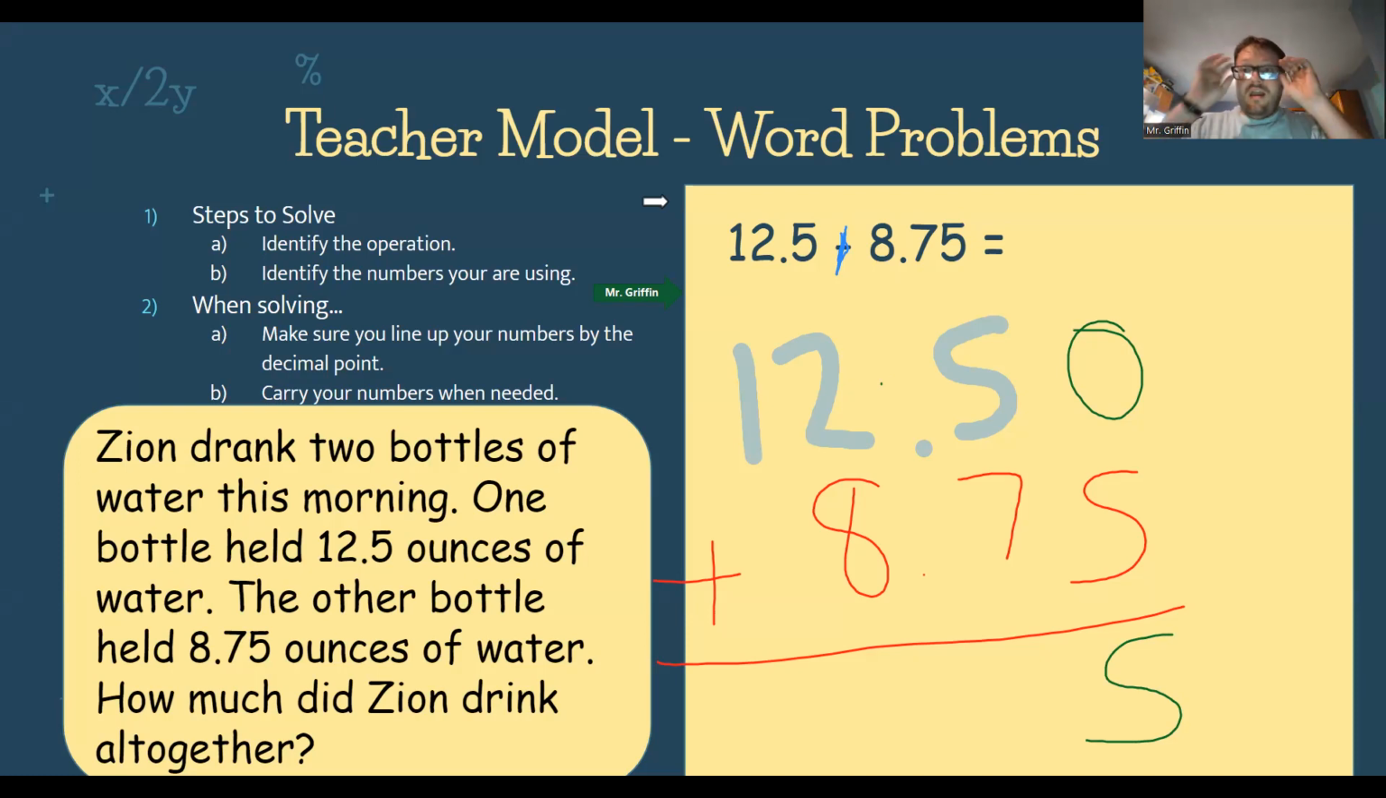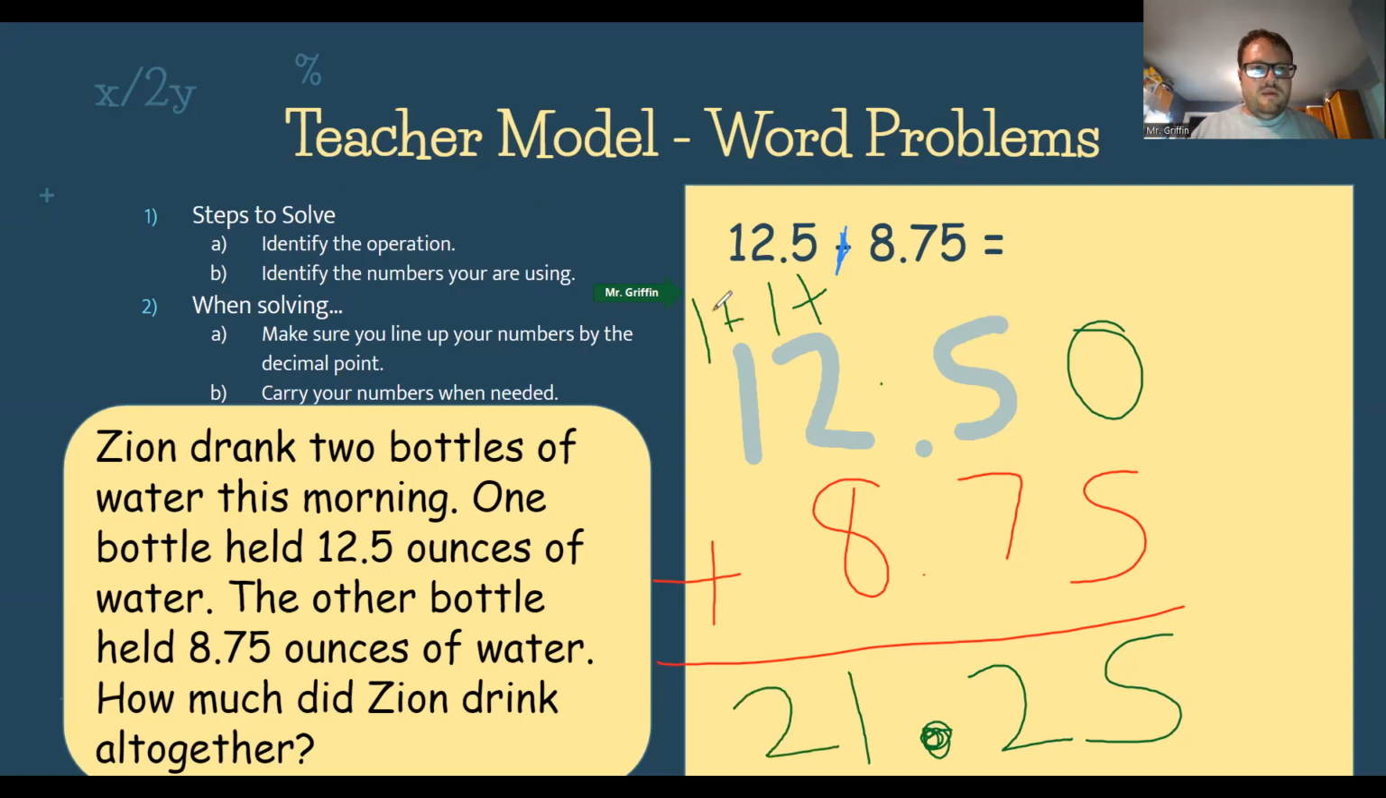Now, here's the thing. I have a 2 that will go below here, and then I carry the 1 because I need to carry it. And I got to bring my decimal down too, okay? So then the next thing I'm going to do is 1 plus 2 plus 8. Now I'll do 2 plus 8 first, which is 10. Then I add the 1, gives me 11, carry the 1 again, and then 1 plus 1 is 2.